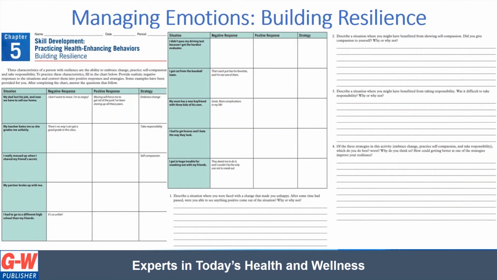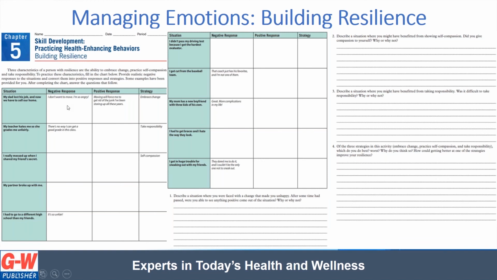So now let's talk about managing emotions as it relates to resilience and building resilience. There's three characteristics of a person with resilience, and those are the ability to embrace change, practice self-compassion, and take responsibility. So students are going to read the following situations. They're going to identify a negative response, and then convert them into a positive response or strategy, and then identify the strategy that was used, and that's going to be either embrace change, practice self-compassion, or take responsibility.